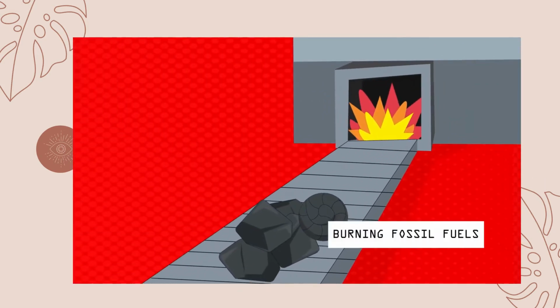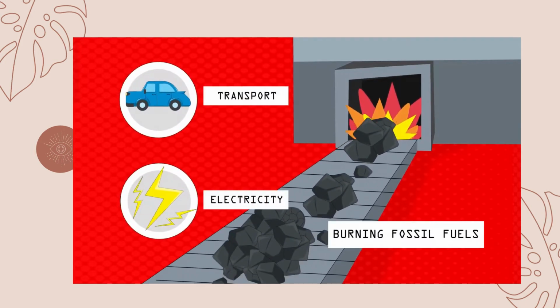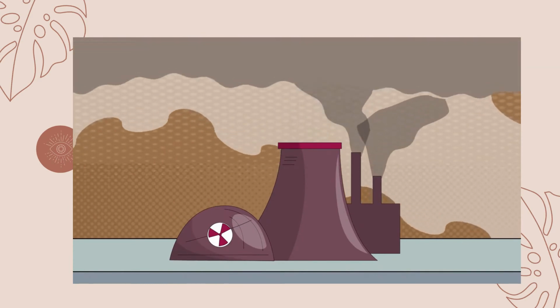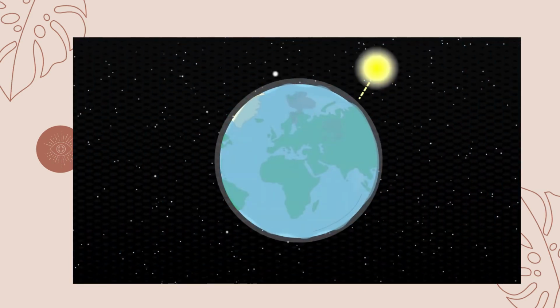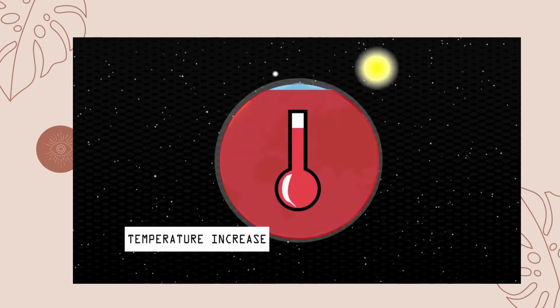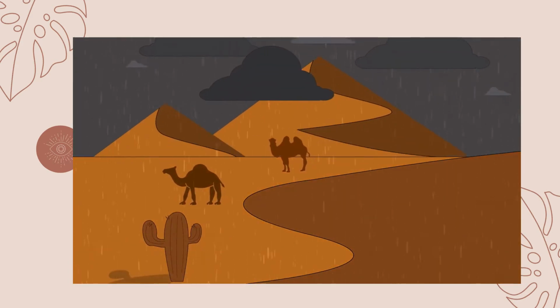Humans cause pollution by burning fossil fuels. We are reliant on them for transport and electricity generation. Burning fossil fuels releases carbon dioxide into the atmosphere, which is a greenhouse gas. Increased greenhouse gases cause an increase in average global temperatures, known as the greenhouse effect. This is linked to climate change.